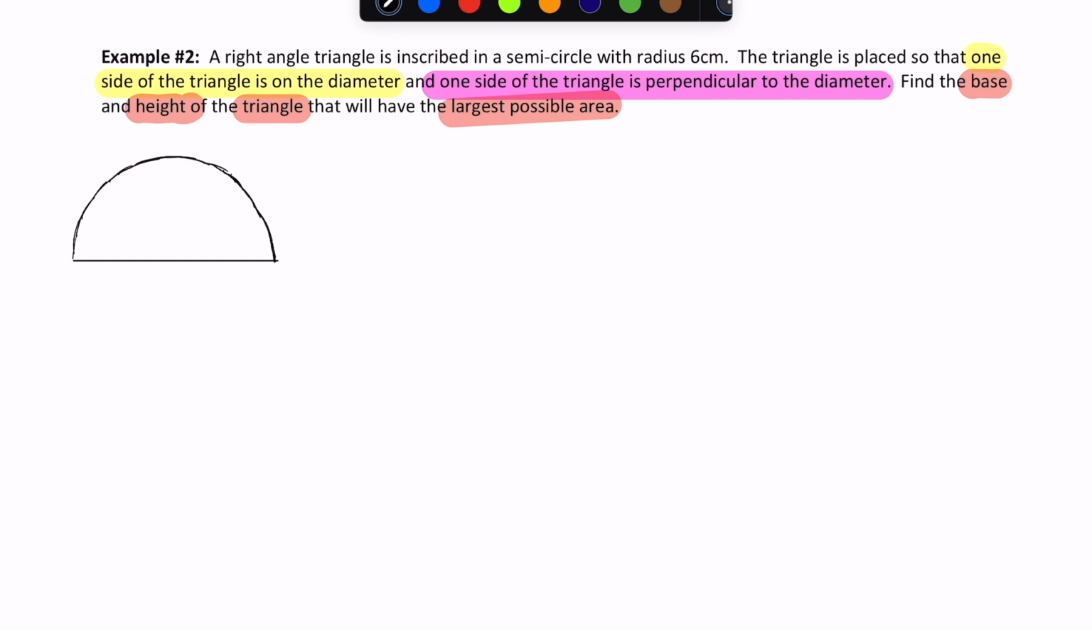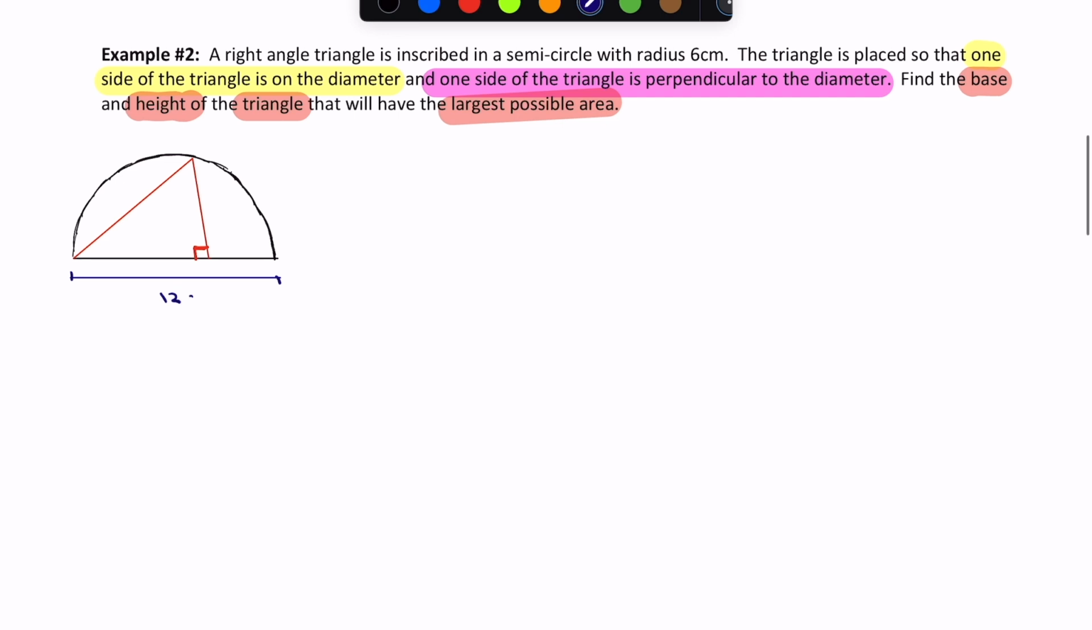So there's our semicircle, and the triangle will be inscribed inside the semicircle, and the triangle is placed so that one side of this triangle is on the diameter, and one side of the triangle is perpendicular to the diameter. And we know that there's, again, a radius of 6 centimeters. So we know here that the diameter of the semicircle would be 12 centimeters.